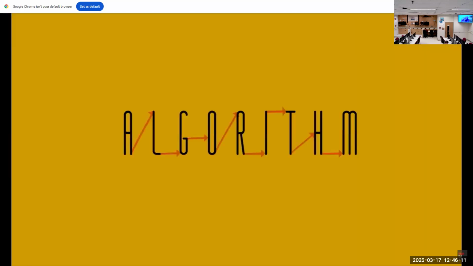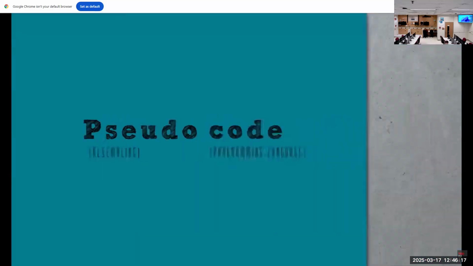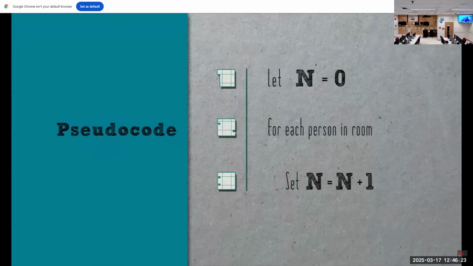Well, that's an algorithm. In fact, let's try to express it a bit more formally in pseudocode, English-like syntax that resembles a programming language. Let n equal 0. For each person in room, set n equal to n plus 1.